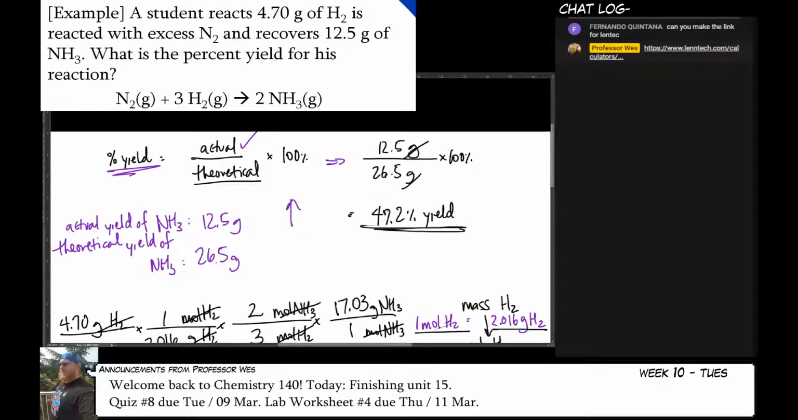So don't look at percent yields and go, oh, this person obviously has no idea what they're doing if they only got a 47% yield. Because sometimes that's the best that you can do.